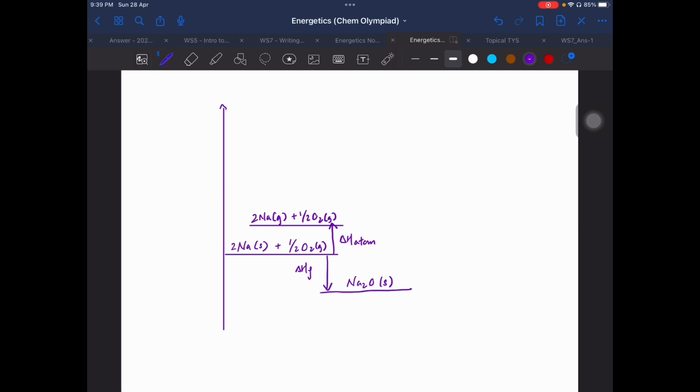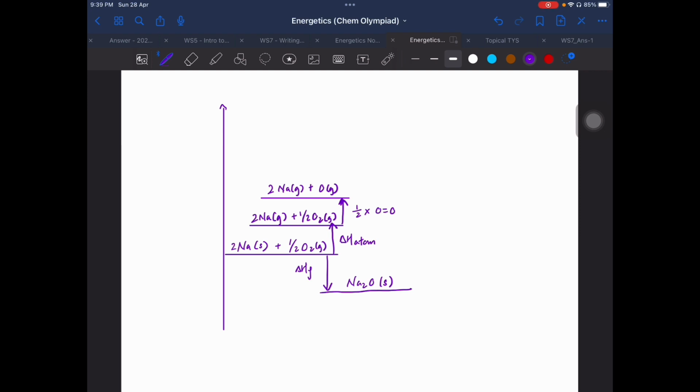Similarly, the half O2, I can convert it into just an oxygen gas atom, right? And how do I do that? That's where I use my bond energy, right? So this will be half set of the O double bond O energy. So I imagine that I break the bond of the oxygen molecule and now with 1 oxygen atom coming out only.